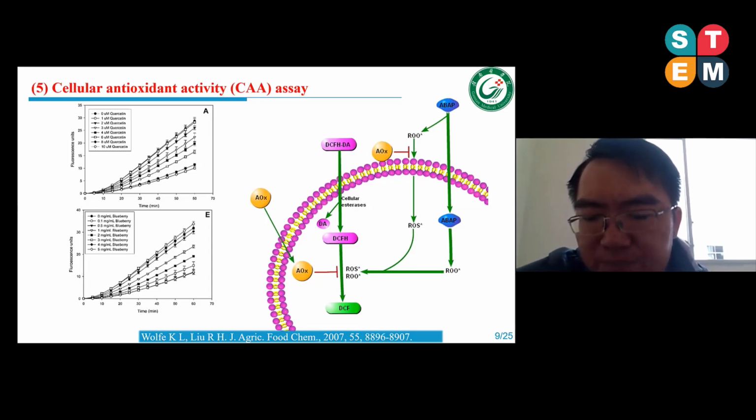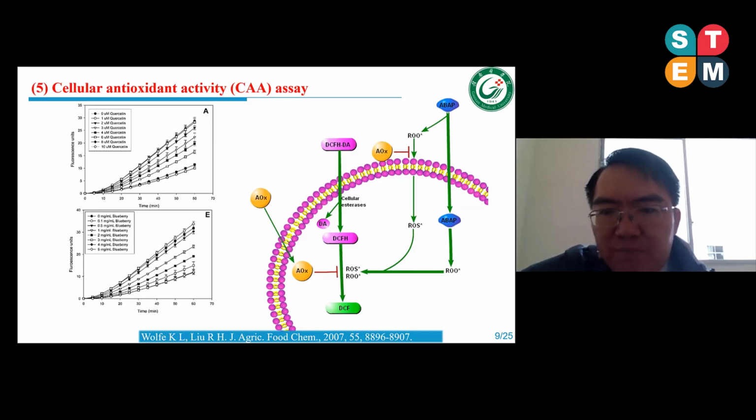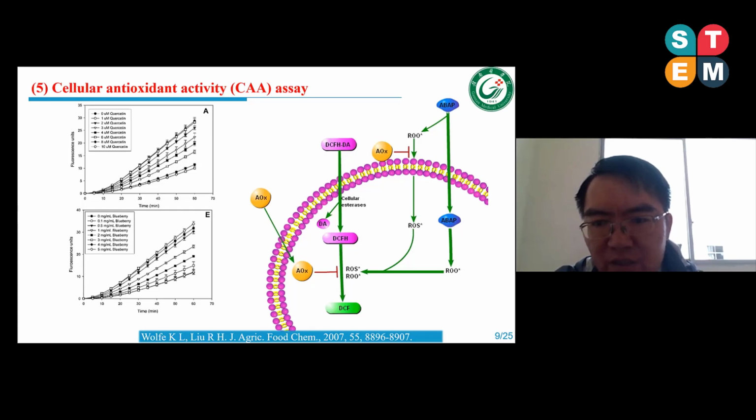ABAP decomposes to form a peroxyl radical. This peroxyl radical attacks the cell membrane to produce more radicals and oxidizes intracellular DCFH to the fluorescent DCF. Antioxidants prevent oxidation of DCFH and membrane lipids and reduce the formation of DCF.